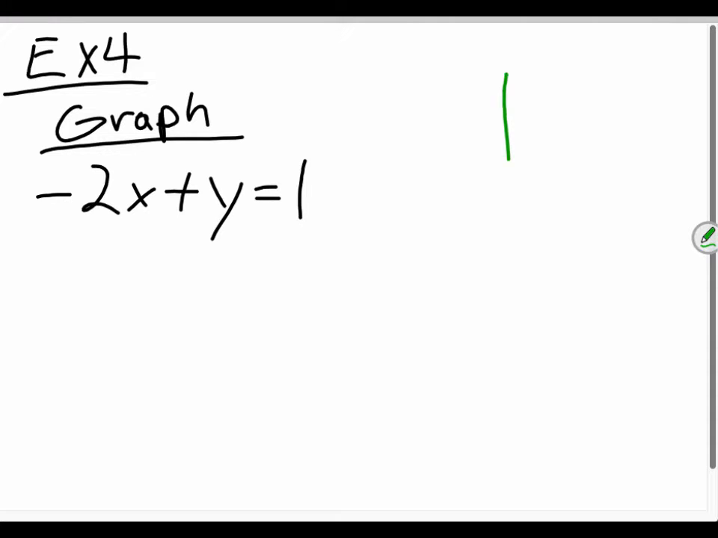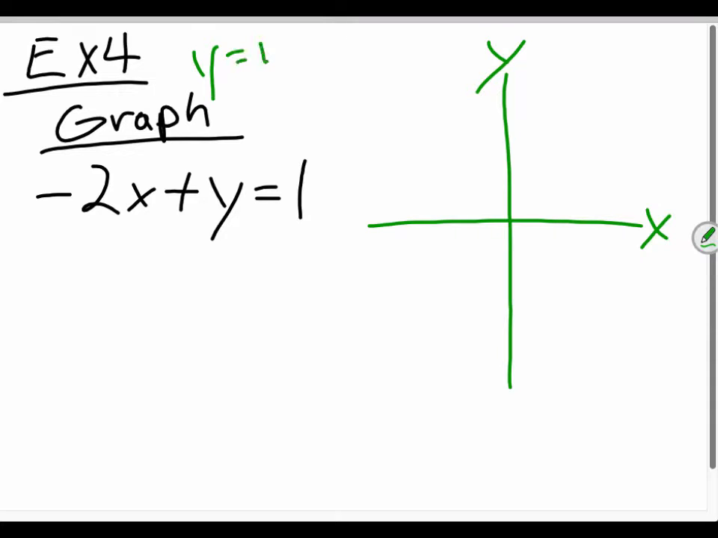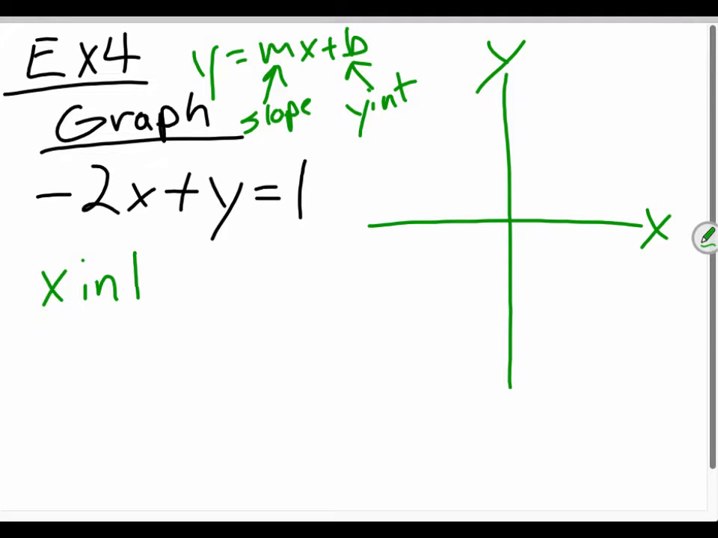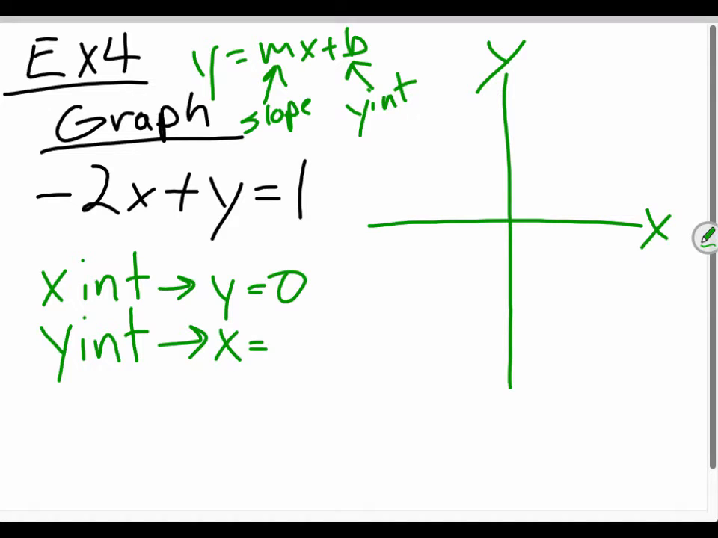Now, I'm going to sketch this real quick. We could take this and algebraically solve it and make it look like y equals mx plus b. And remember that this is my slope, which is really the rise over run, and this is the y-intercept. Or, an easier way to think of this is that the x-intercept occurs when y equals 0, and the y-intercept occurs when x equals 0.